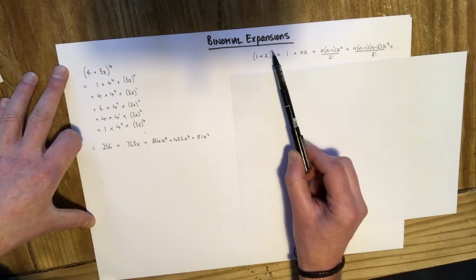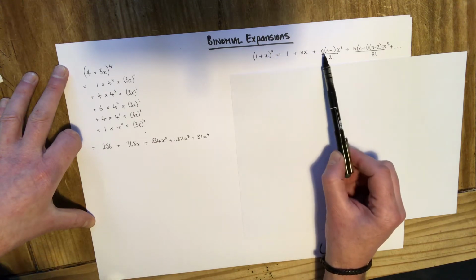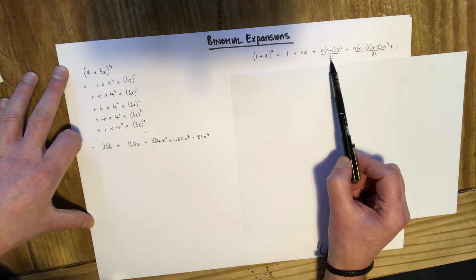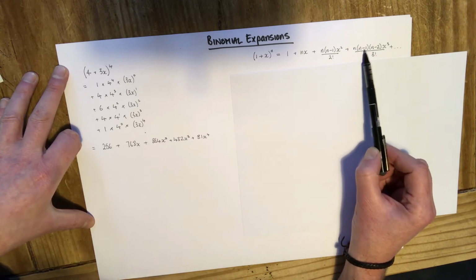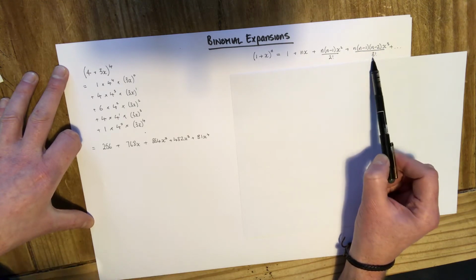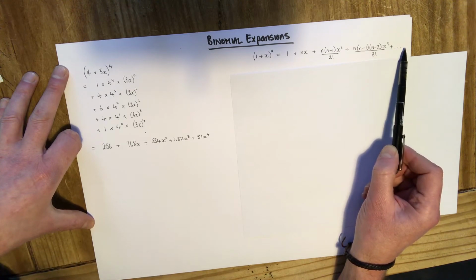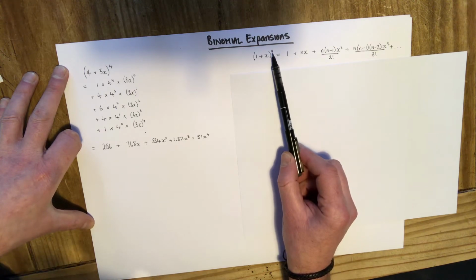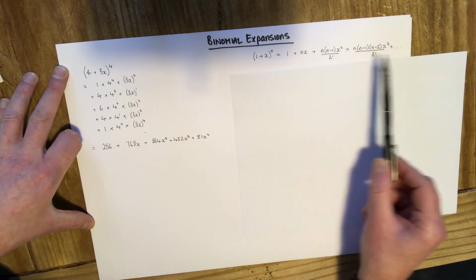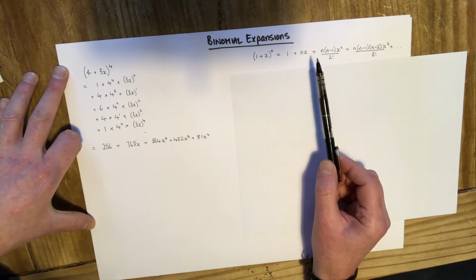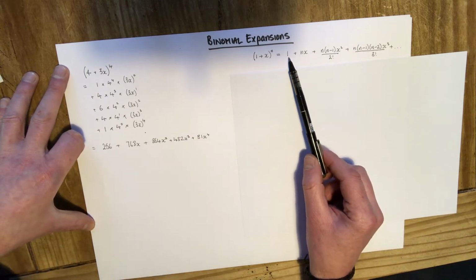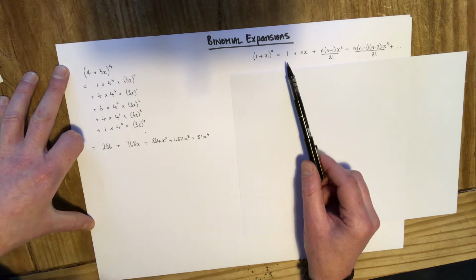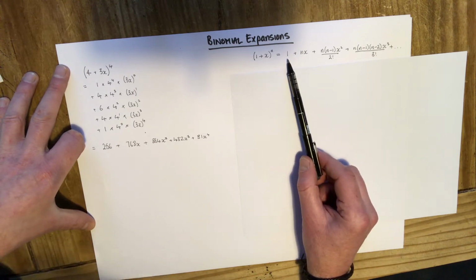1 plus nx plus n(n − 1)x² over 2 factorial, plus n(n − 1)(n − 2)x³ over 3 factorial, and so on. I'm sure you can see the pattern here. Now binomial expansions where n is negative or fractional go on forever. They do not stop. So any question that you come across will say to find the binomial expansion for the first 3 terms, or up to x to the power 3 or x to the power 2 or something like that.